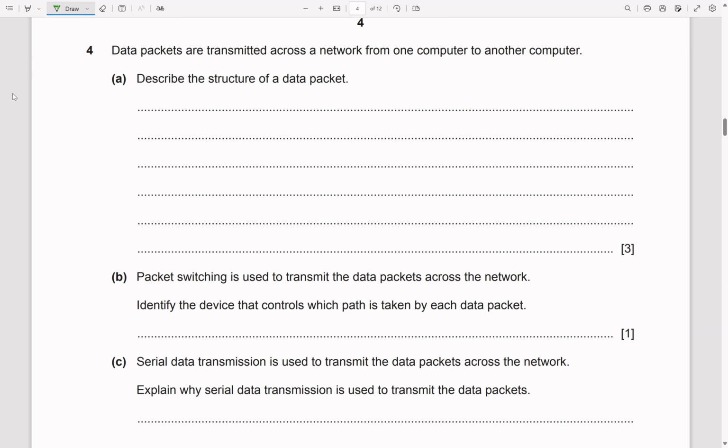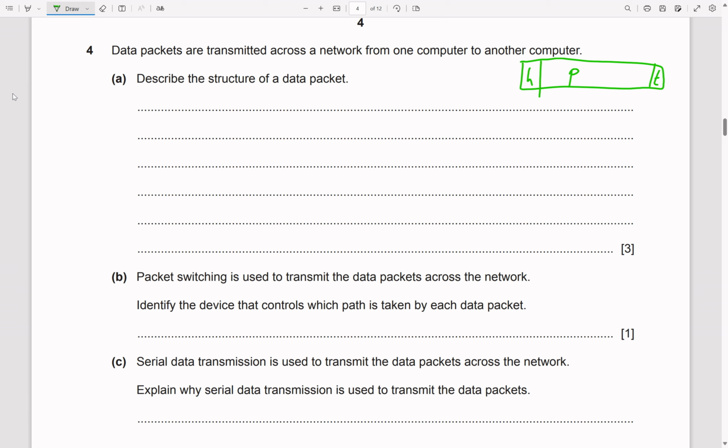The next question says, data packets are transmitted across the network from one computer to another. Describe the structure of a data packet. Let's draw a quick diagram here. First you're going to have the header, let's call it H. Then the data or payload, let's call it P. And then sometimes you're going to have a trailer, not always.